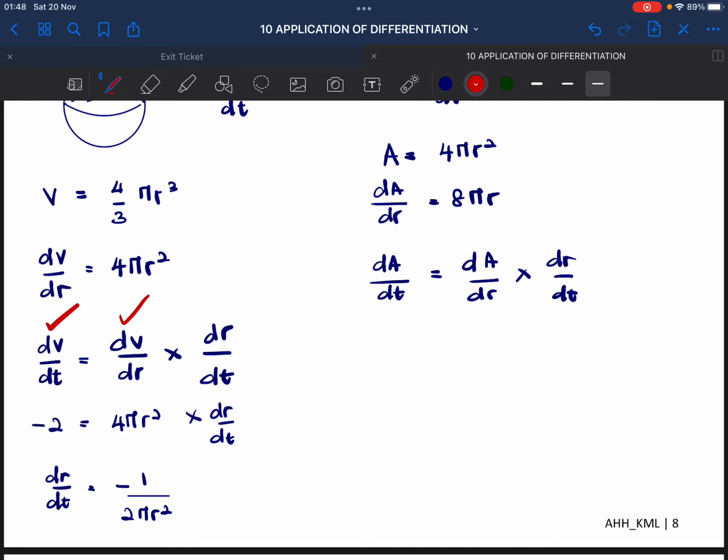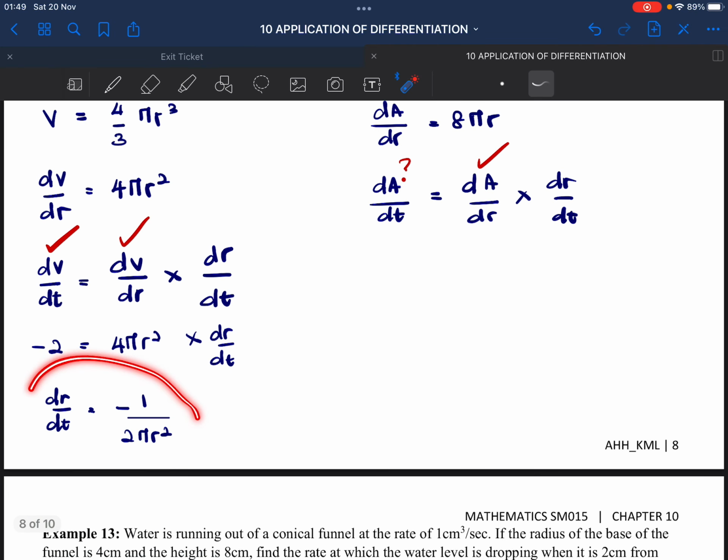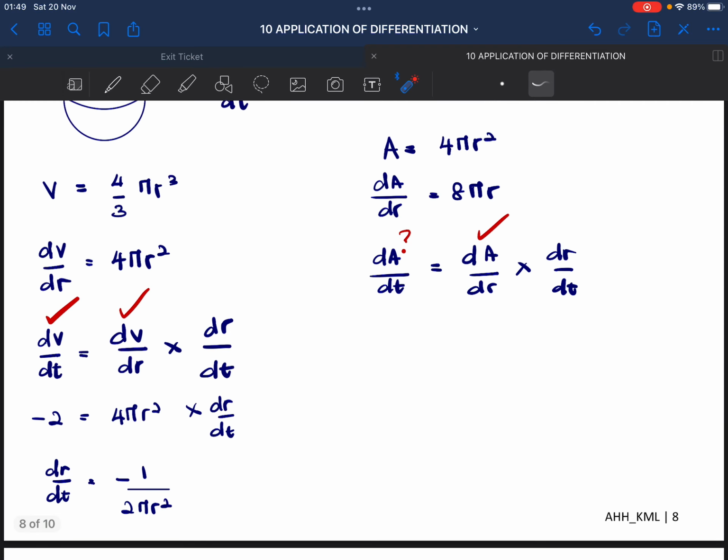So let's check again. dA over dt is what we want to find. dA over dr we have here. dr over dt, this one is from this part. That's why we have to use the volume, so that it can help us to find dr over dt.